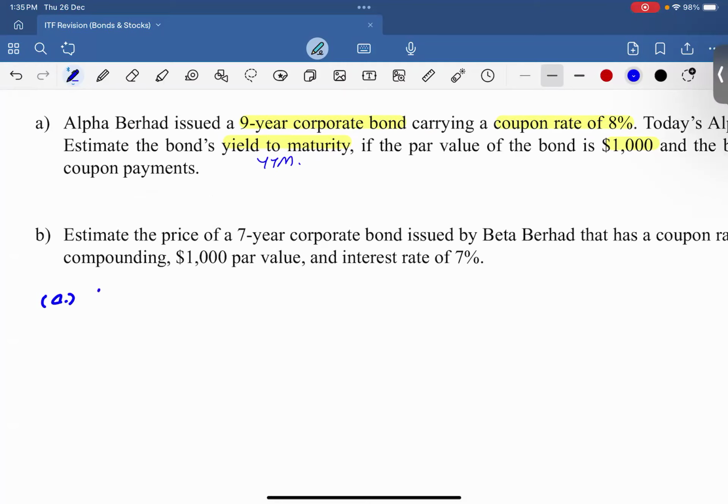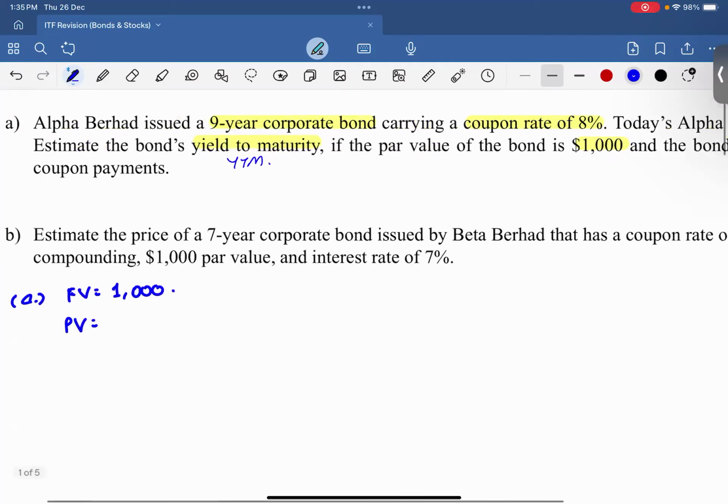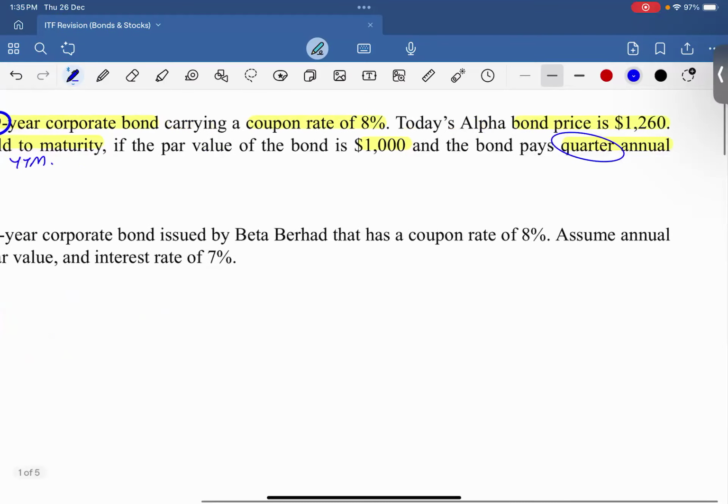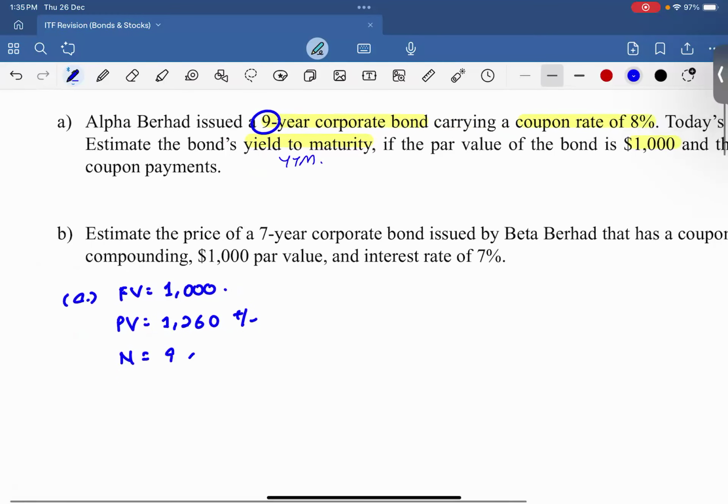So for a bonds question, FV always equals 1000. And then the present value is 1260. Remember, put the negative sign in your financial calculator. Number of periods, 9 years, but you need to convert into quarters. So 9 times 4 is 36.